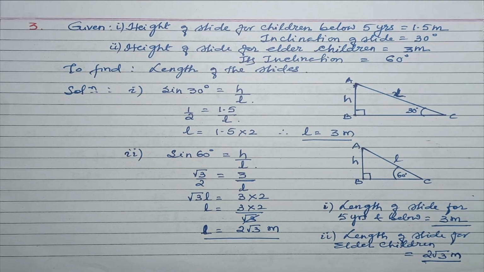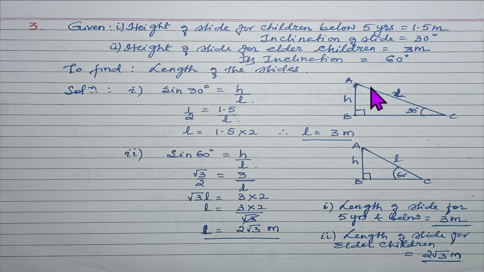Try to remember that. Now coming to the next example, example number 3, we are given 2 slides. The one slide is used for the children below 5 years, and the height of that slide is 1.5 meters, and another slide is used for elderly children, and the height of that slide is 3 meters. The first slide makes an angle of 30 degrees to the floor, and the second slide makes an angle of 60 degrees to the floor, as I have shown in the diagram. Now we have to find out the length of the first slide and the length of the second slide. So let us go one by one.